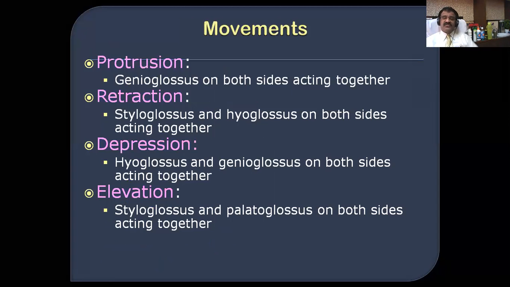And the movements which we see on the tongue are protrusion, retraction, depression, elevation. The genioglossus on both sides acting together gives protrusion. Okay, like this. And retraction: styloglossus and hyoglossus on both sides acting together will give rise to retraction. Depression is done by the hyoglossus and genioglossus on both sides acting together. And elevation is done by styloglossus and palatoglossus on both sides acting together. So different muscles are helping you for these movements of protrusion, retraction, depression and elevation of the tongue.